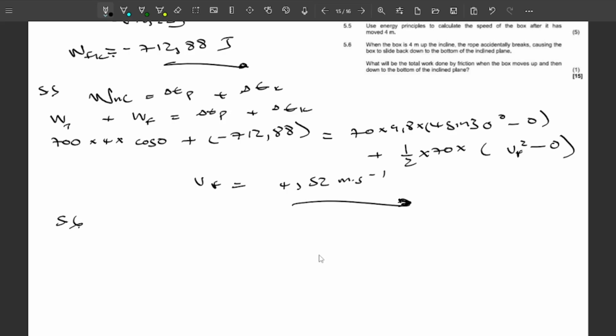It will also double in its effect because now it's moving down and there's nothing holding it from moving downwards. So basically the answer here, the total work done by friction, is going to be 2 times negative 712.88, which equals negative 1425.76 joules. This is basically what you can say for this case. You just double the work done by the friction in 5.4, right?